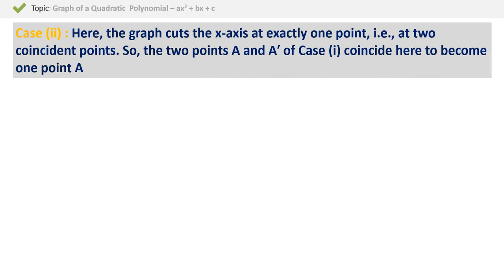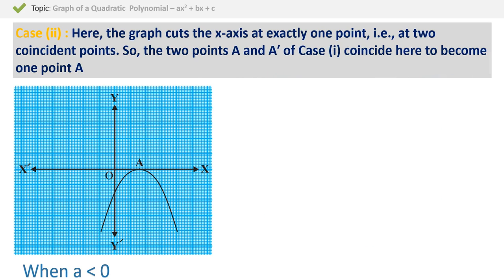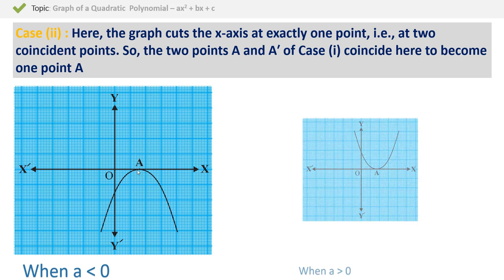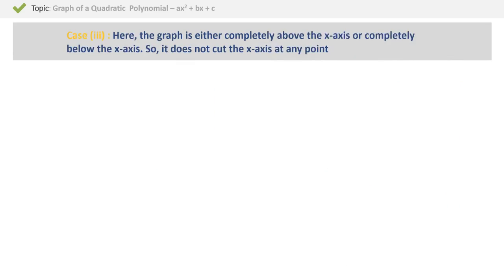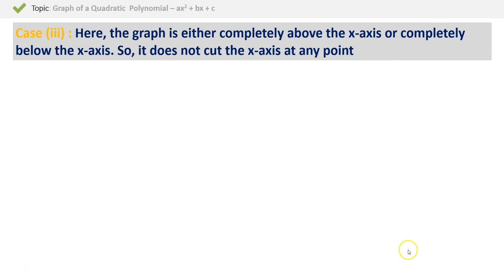Now you have another case where they will just touch the x-axis. So here is the graph that cuts the x-axis exactly at one point as opposed to cutting it at 2 different points. And this is because the 2 points coincide with each other. And hence, in this case, when your a is negative, your downward parabola is basically touching the x-axis at A. And so is your upward parabola, where a is positive, it is going to just touch the x-axis at A. Now I have another case, which is the third case, where the graph is either completely above the x-axis or completely below the x-axis.